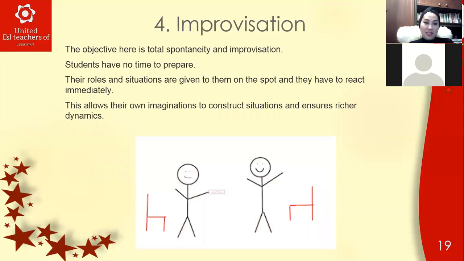What is improvisation? Here the objective is total spontaneity. In improvisation, students have no time to prepare, and their roles and situations are given to them on the spot, and they should react immediately. It's really good for developing imagination, and therefore it's good to use in our classrooms. Let's have a look at what kind of activities we can use.